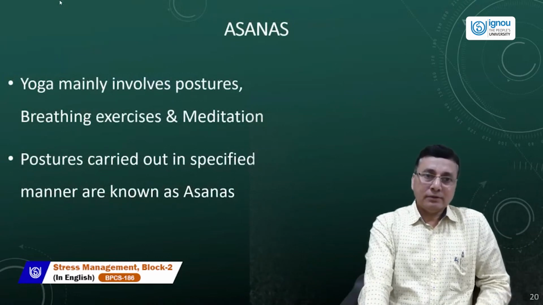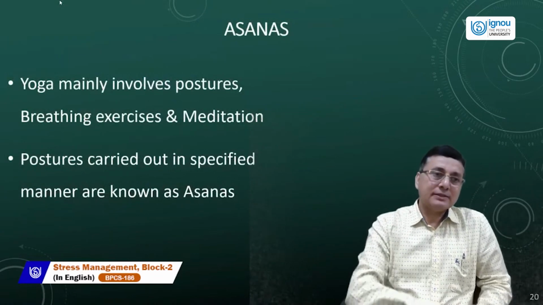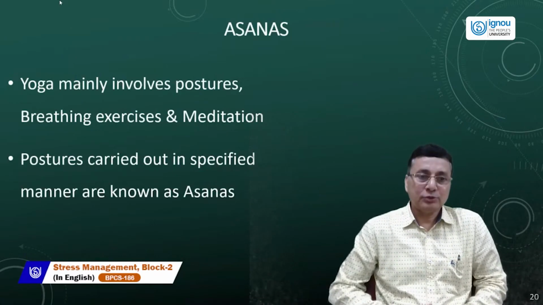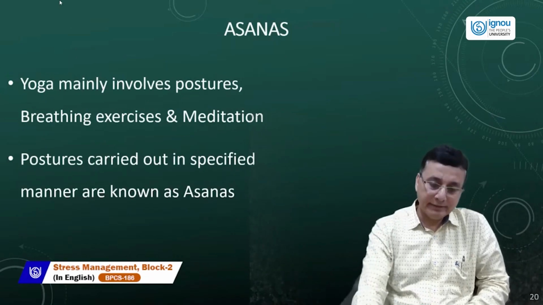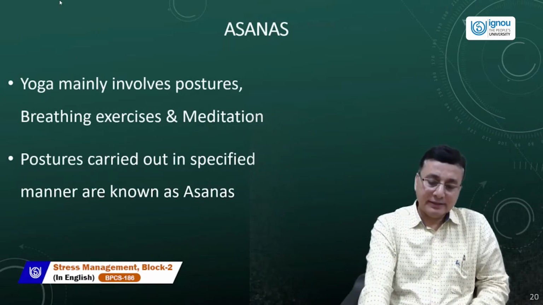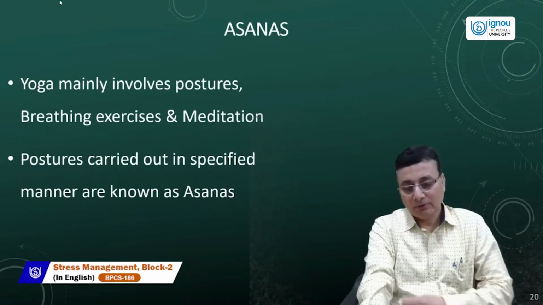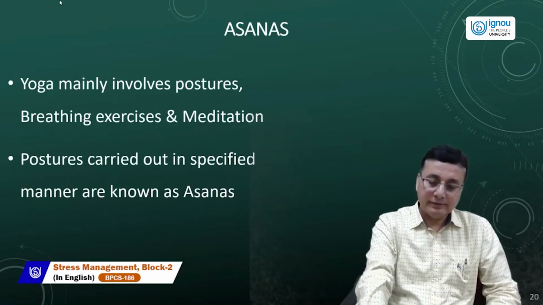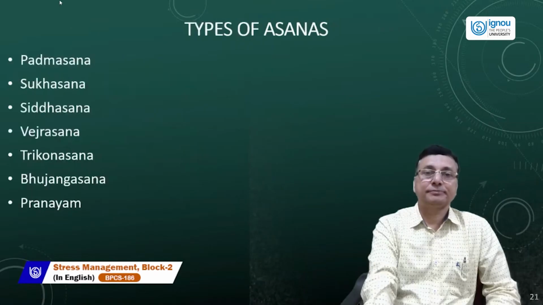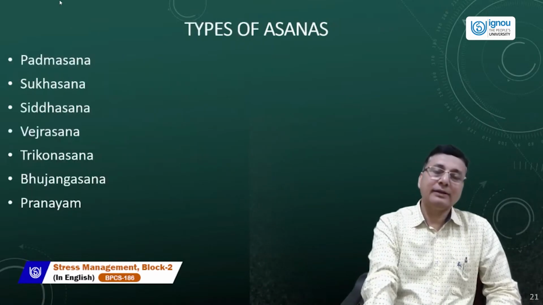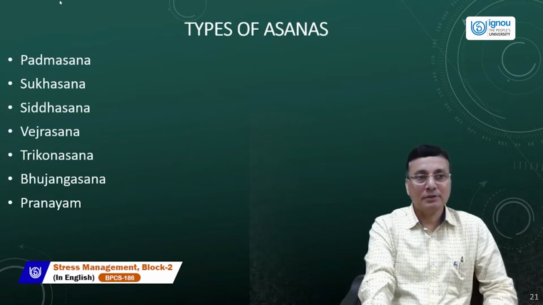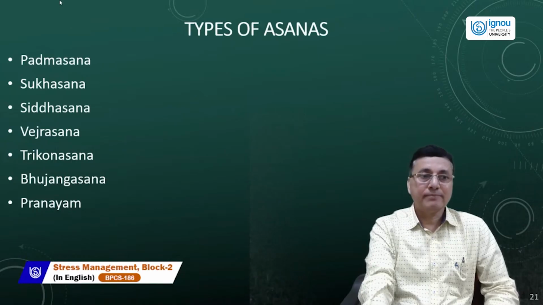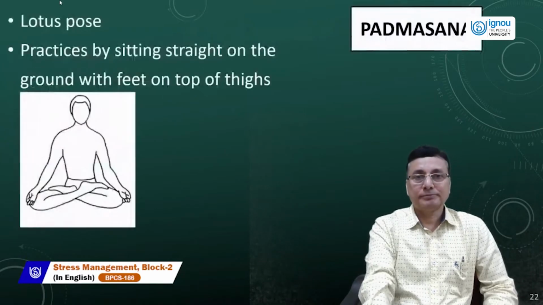Yoga mainly involves asanas. In asanas, yoga mainly involves postures, breathing exercises, and meditation. Postures carried out in specified manners are known as asanas, and these asanas should be learned from reputed, experienced teachers. These are the main types of asanas: Padmasana, Sukhasana, Siddhasana, Vajrasana, Trikonasana, Bhujangasana, and Pranayama.